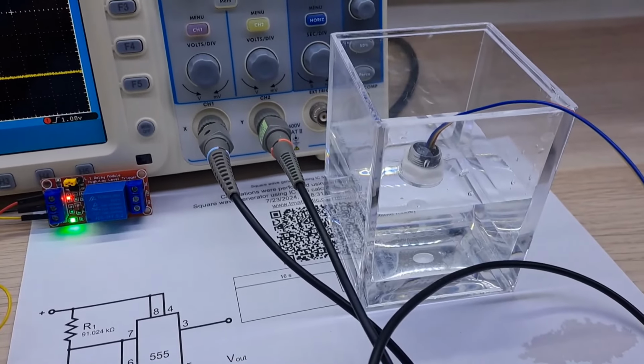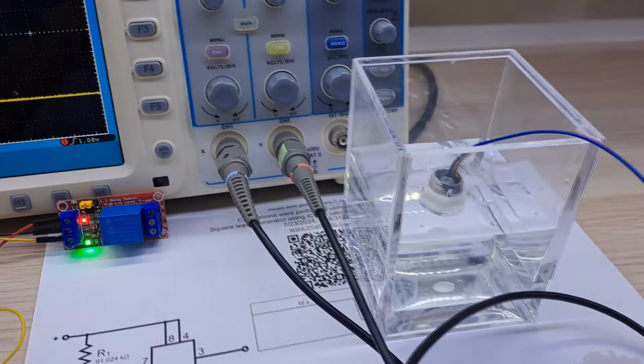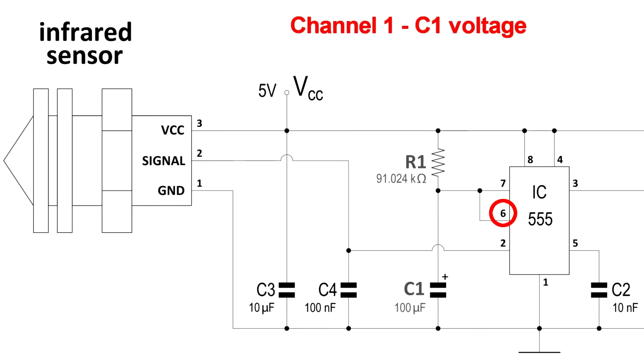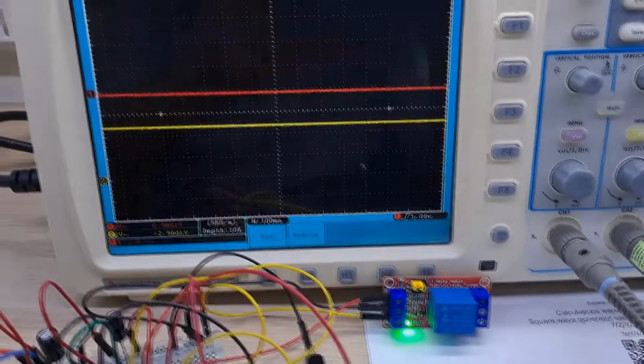Channel 1, red line. This will be used to observe the charging of capacitor C1, which is the 6th pin of the IC555. Channel 2, yellow line. This will be used to observe the input signal potential, which is the 2nd pin of the IC555. We are submerging the sensor in water for an extended period.